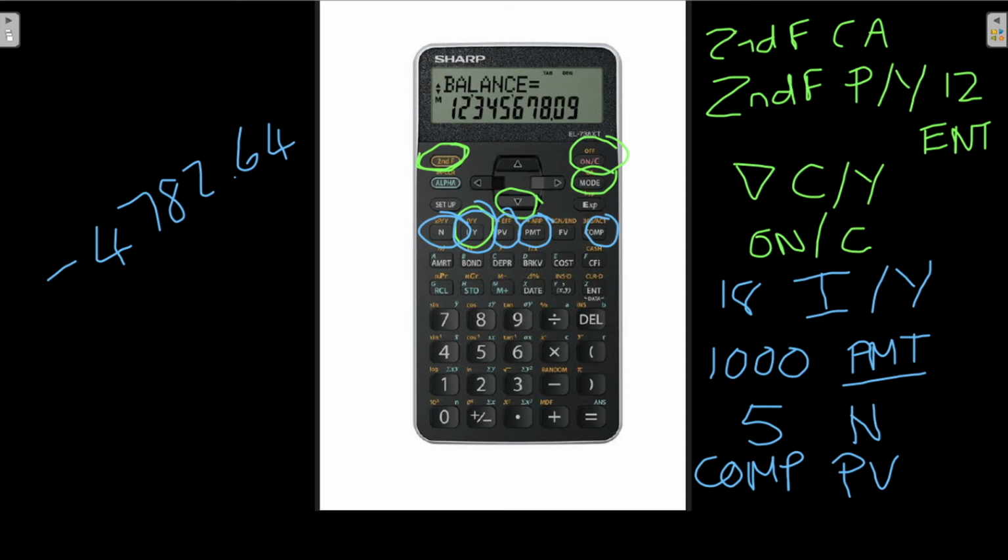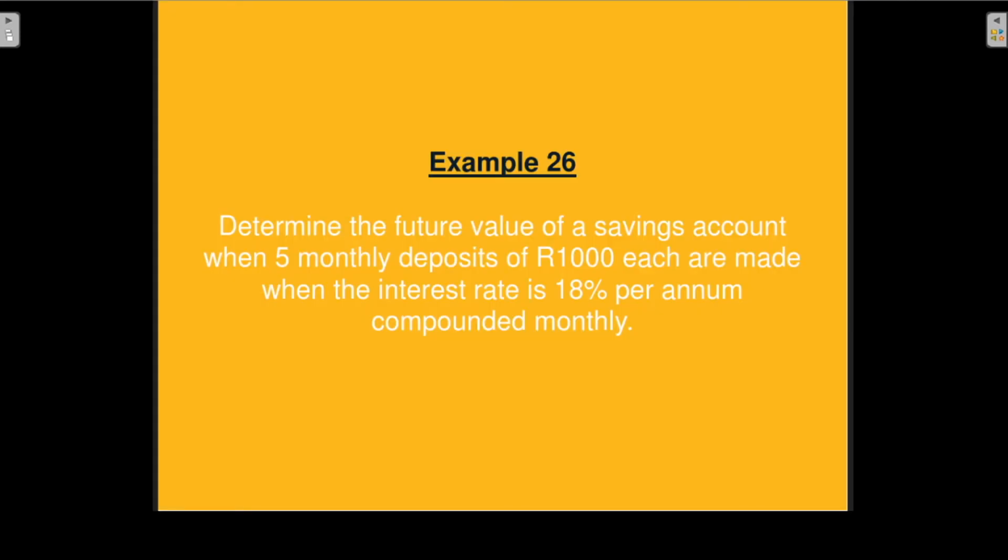Okay, so that was using your financial calculator. Next, we are going to find the future value of an annuity, and we're going to do that by looking at example 26. Determine the future value of a savings account when 5 monthly deposits of 1,000 rands each are made, when the interest rate is 18% per annum compounded monthly.